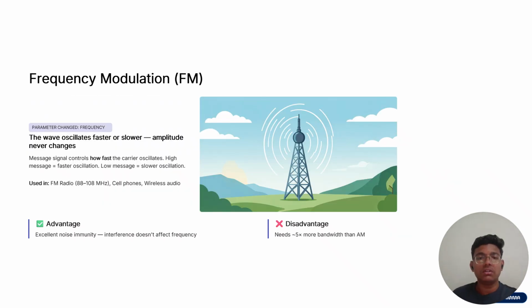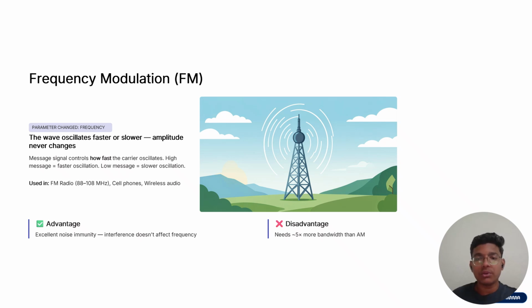Frequency modulation. In FM, the parameter that changes is the frequency. Here amplitude doesn't change. The height of the wave remains constant, but the wave oscillates faster or slower according to the message signal. When the message signal is high, the carrier signal oscillates faster. When the message signal is low, the carrier oscillates slower. So in the graph, we can see that the spacing between waves changes. Close waves mean high frequency and far waves mean low frequency.